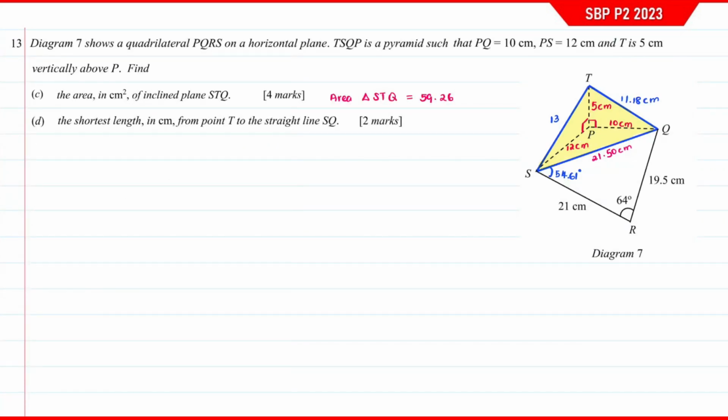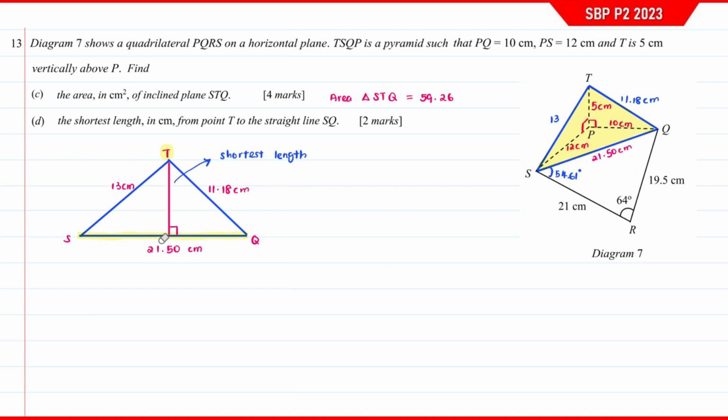Question D. Find the shortest length in centimeter from point T to the straight line SQ. Again, we're going to refer to the inclined plane STQ. If I redraw the inclined plane, it will look like this. The shortest distance from the point T to the line SQ will be a perpendicular straight line from T to SQ, so here will be 90 degrees. And this will be the shortest length. Here, the shortest length is also the height for the triangle STQ.